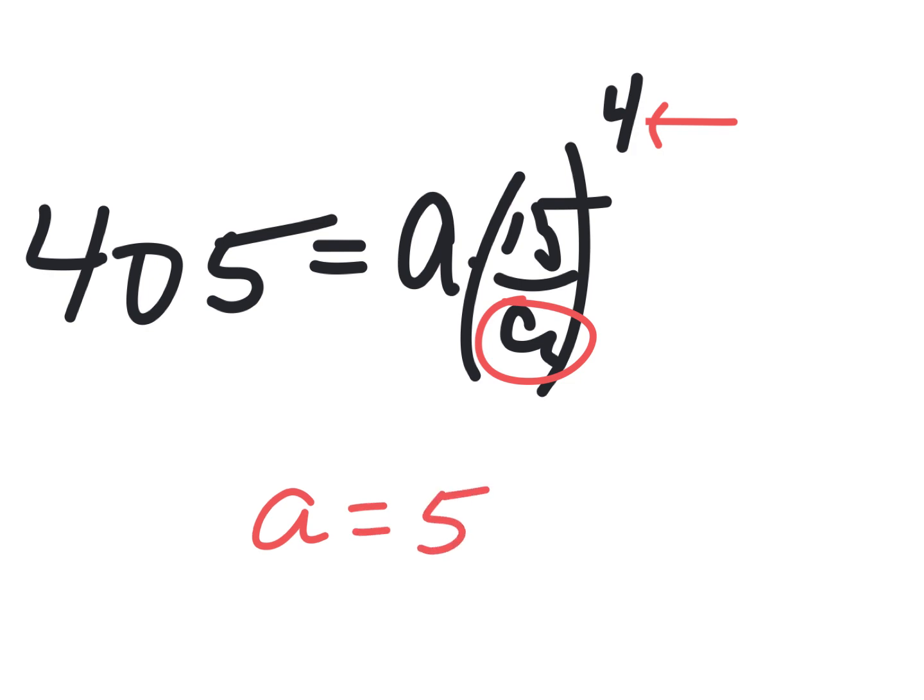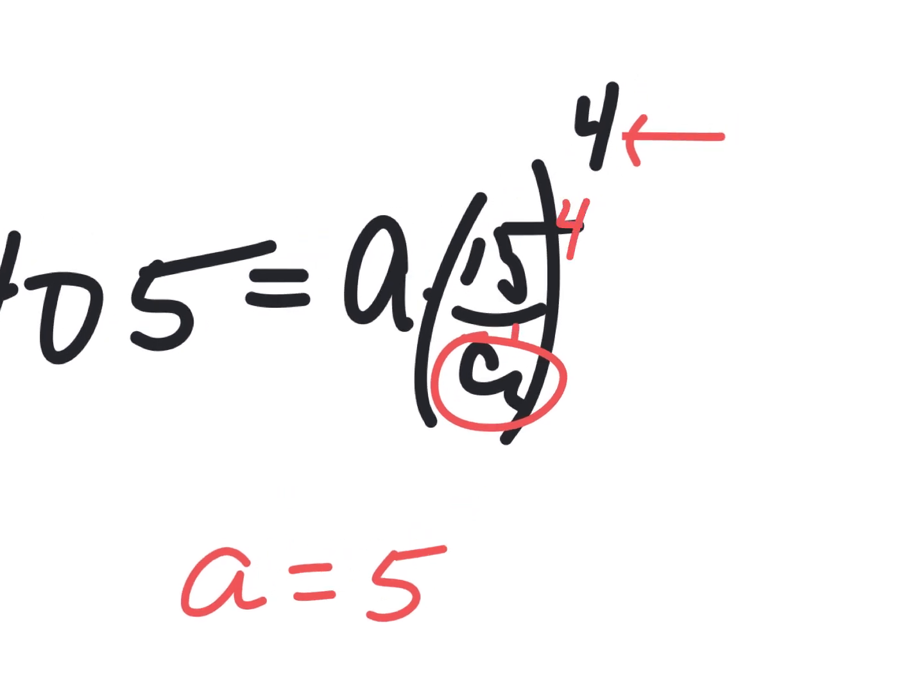Raise your hand if you guys got a equals 5. Okay, awesome. All right, if you want to see how I go a little further on this, I go 15 to the fourth and a to the fourth. I get this 4 out of here, and I put both of them to the fourth. Then this a and this a, some of them can cancel.